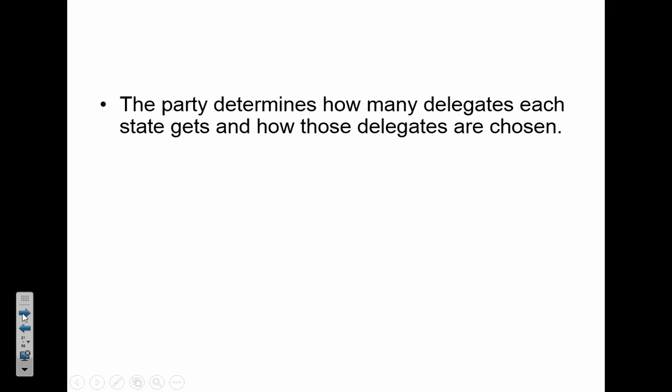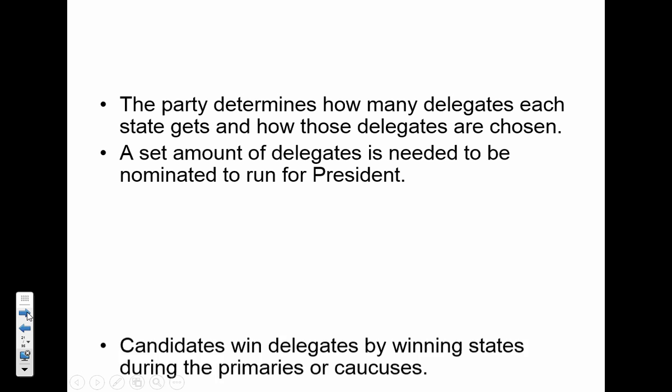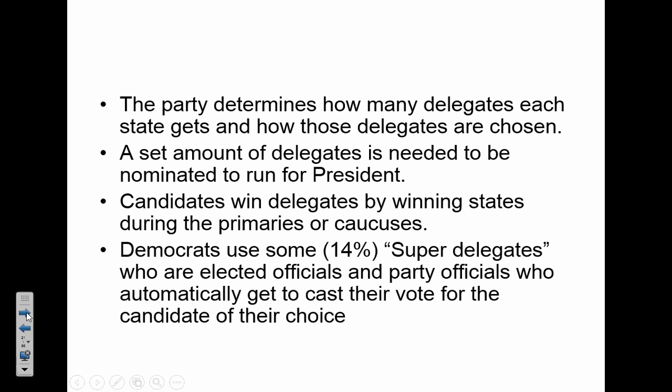So the party determines how many delegates a state has. They determine how many total delegates are needed to win the nomination. Again, something I already mentioned. Democrats have something known as superdelegates. Now, they could change this because, again, this is not in the Constitution or anything. Parties don't even mention the Constitution. So this is all party rule stuff.